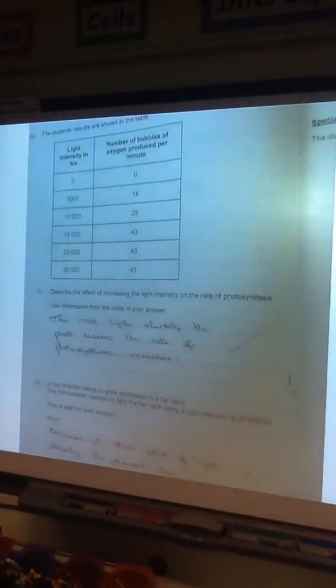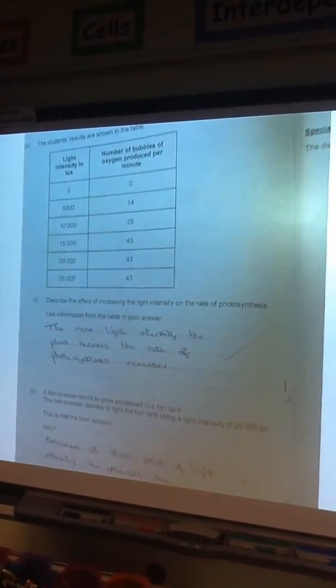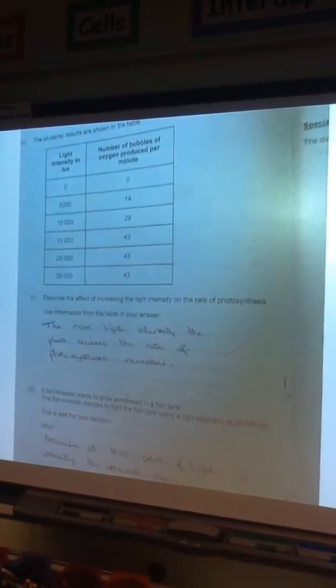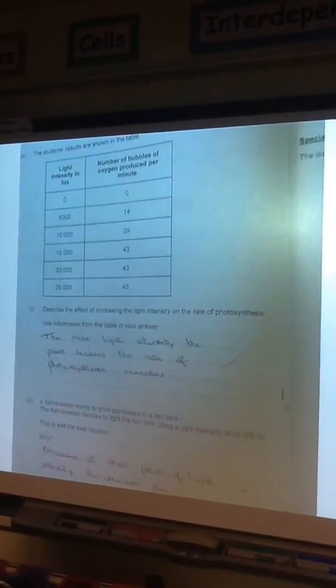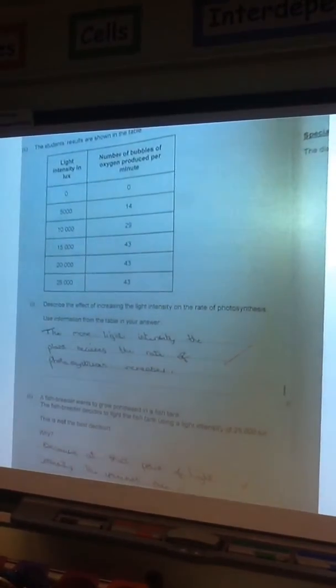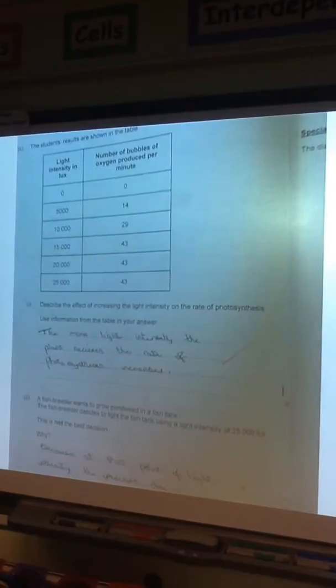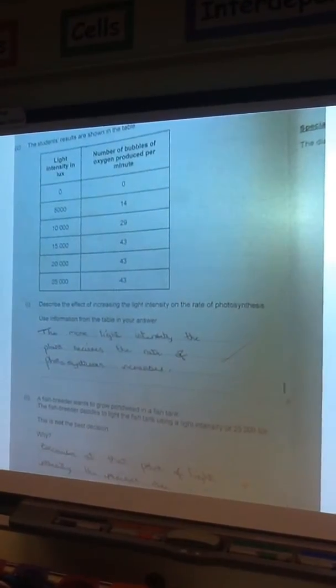So here's another question. This is one from the biology paper, not the one that you did though, so you won't be so familiar with it. Have a look at the question, pause the video, see if you can work out why this student only got 1 out of 2. Okay, hopefully you've had a look.